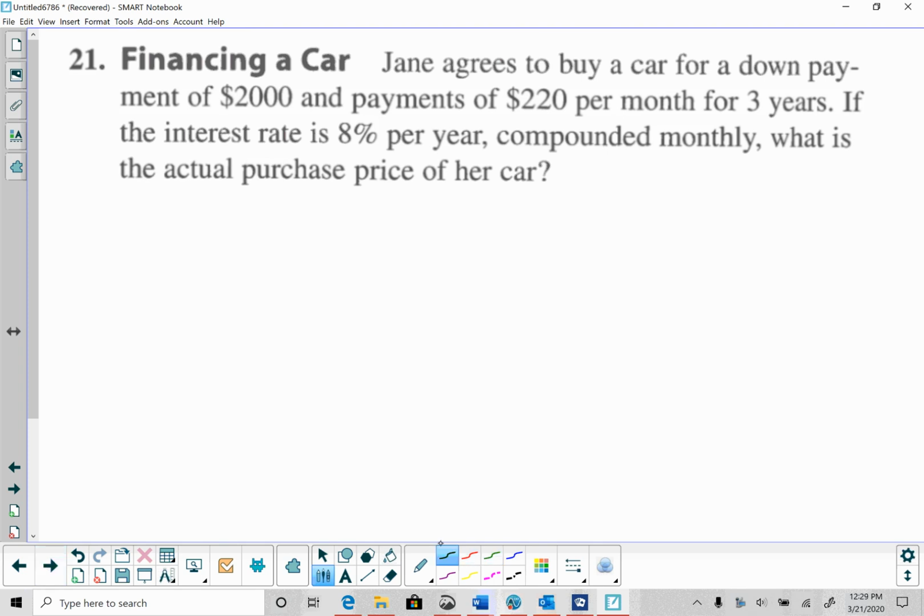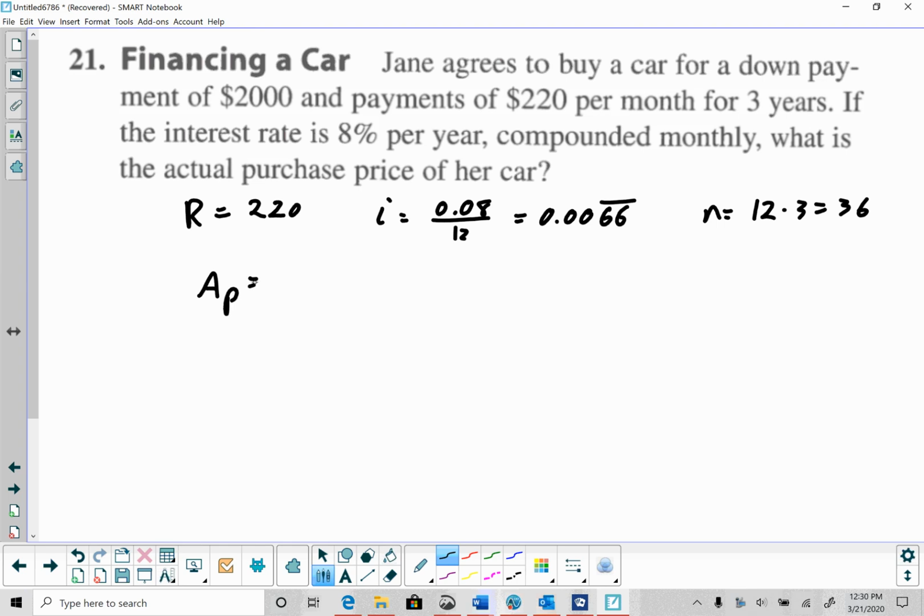So we know that the regular payments are going to be $220. The value for I, take the interest rate, change it to a decimal, divide by 12. Gee, this number sounds familiar. And the number of payments, monthly for 3 years, 36 payments. So we're looking for the present amount.